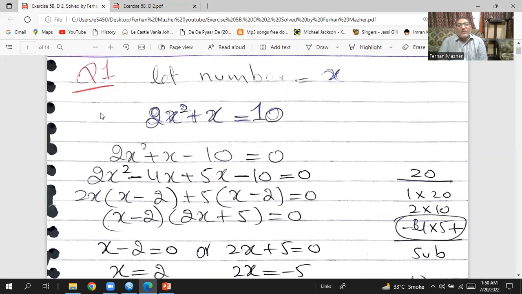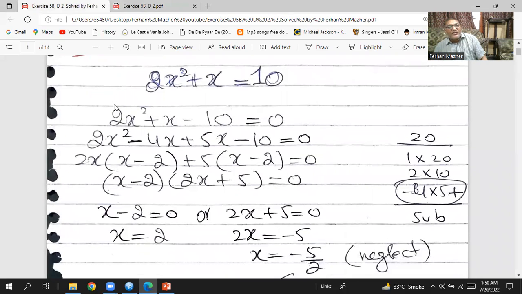So you will have 2x squared. So multiply extreme terms, you will get 20. So write the factors of the 20. So the factors of 20 are 1 into 20, 2 into 10, 4 into 5. So with the third term, you have a negative sign. So we will choose that pair which by subtraction will give you 1. So 5 and 4, that is the pair. Because you want positive 1, so with the larger number, I will write plus sign. And with the smaller number, I will write minus sign.